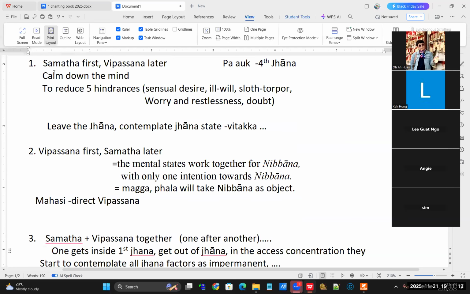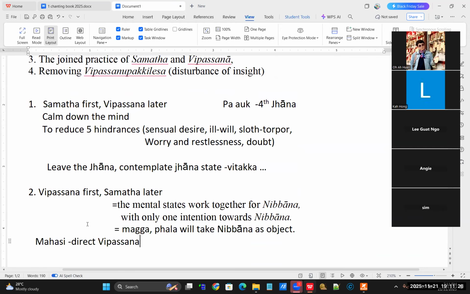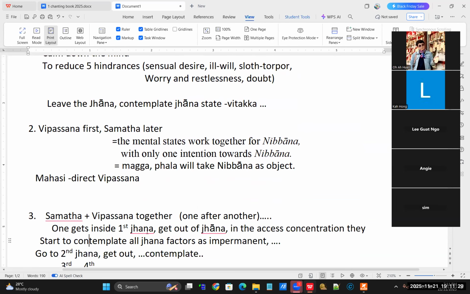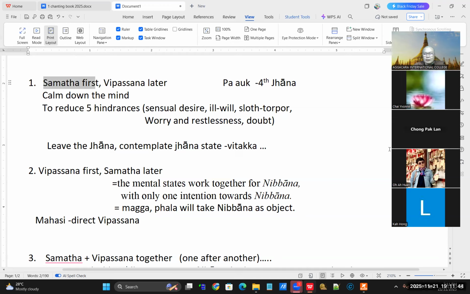Another question: what's the difference between the first and the third? The first is Samatha first, Vipassana later. So for example, the person might practice Samatha up to first, second, third, fourth jhana, and after the fourth, they go to Vipassana. But method number 3 is to go to first jhana, get out, go for Vipassana. Second jhana, get out, go to Vipassana. It is one after another. It's very different from the first one. The first one is to try to get as high a jhana as you can. Is it clear? Thank you.